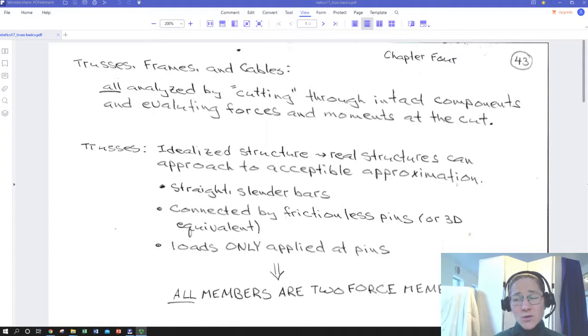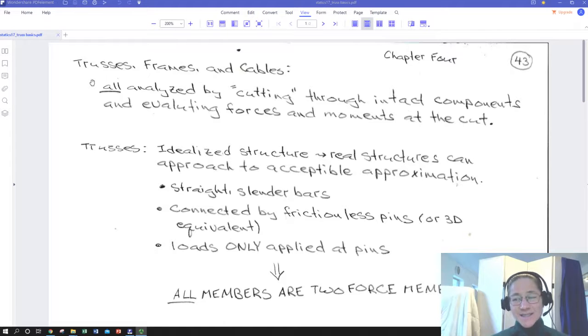So no new concepts, but repackaging of the concepts that you should already have at this point, such that you can really simplify your analysis for these particular structures and take advantage of those simplifications to create and analyze things that are more complex. So we'll just start in here. In every case, we will have options for analyzing the structure by cutting through it, through intact components, and evaluating the forces and moments at the cut.